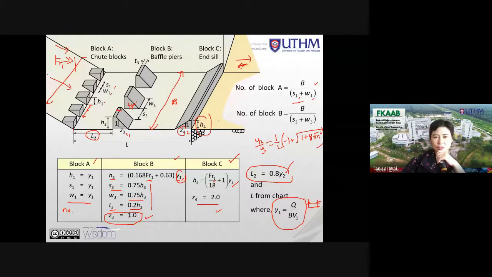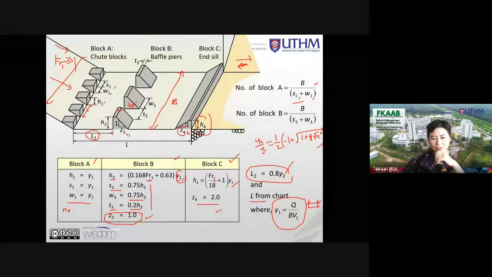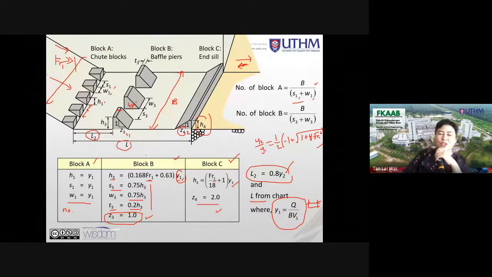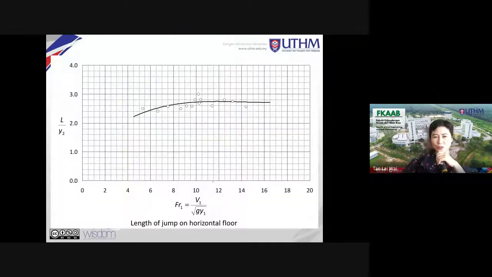Now, how about L? L, you can get from the chart. Sometimes students ask me, what if the chart is not given? Then don't worry. You just find up to Y2 and L2, all right? You don't have to give me L if no chart is given. Now, where is the chart? We will come back to that. Now, this is the chart where you can find your L.